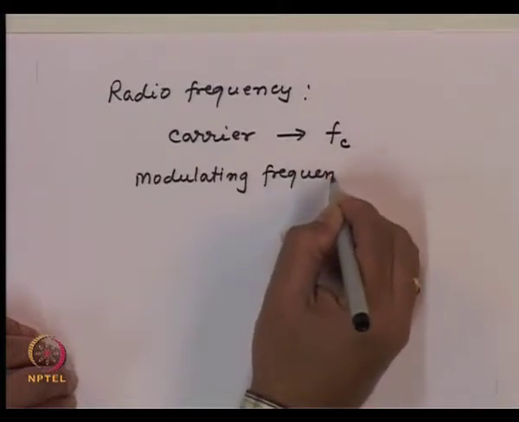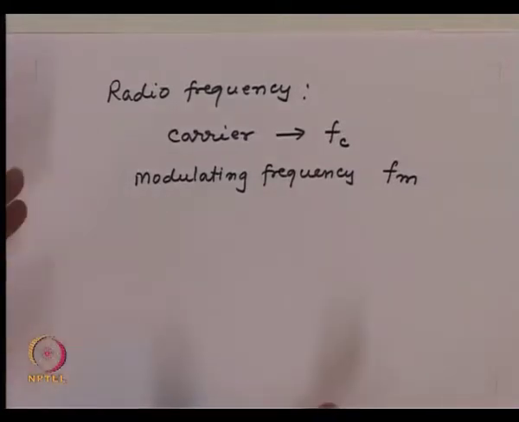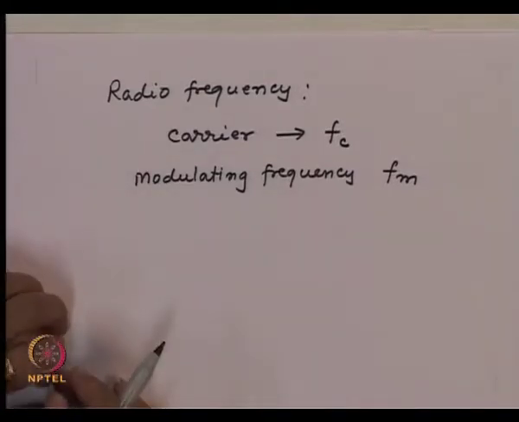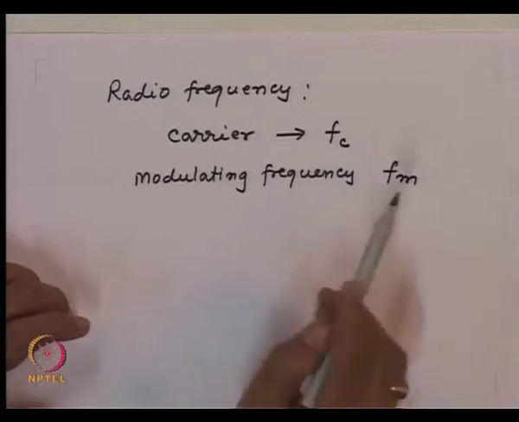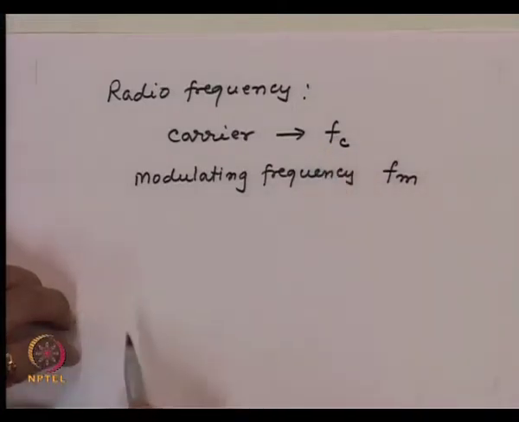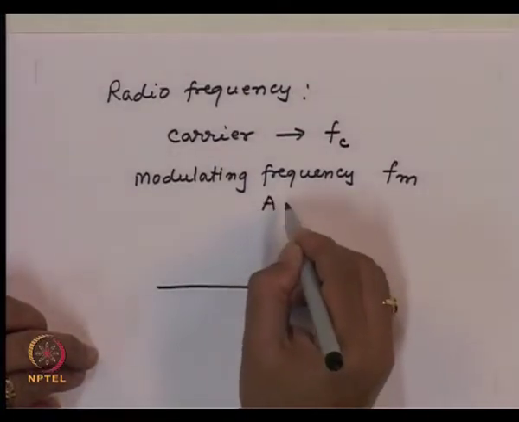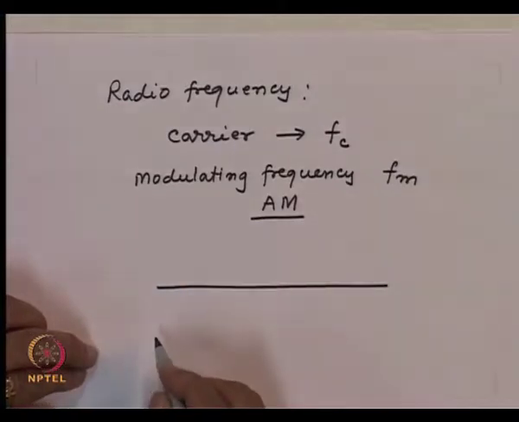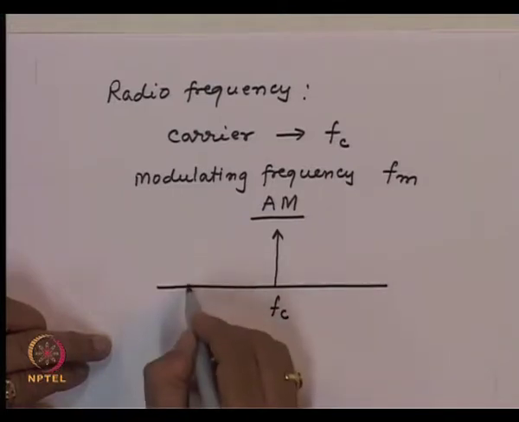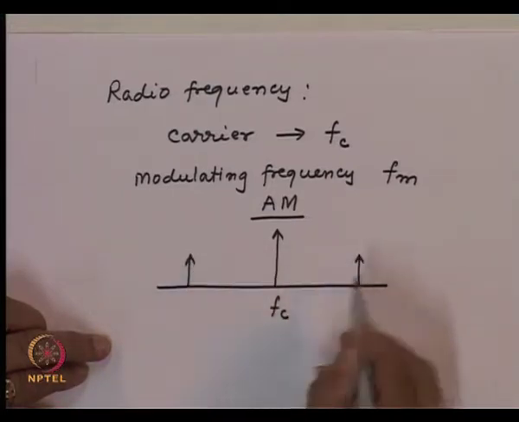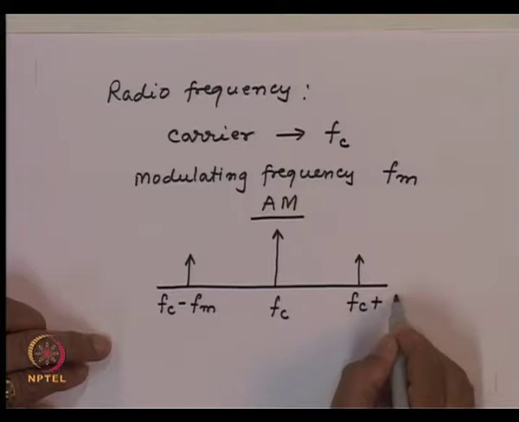and if I have a modulating signal frequency, let us say fm, and let us say if I do the simple amplitude modulation of this, we get frequencies which are fc plus fm, fc minus fm, and the carrier frequency fc. So, if I look at the spectrum of a signal which is an AM signal, we get a carrier frequency which is fc, we get what are called the side bands which is fc minus fm, and we get fc plus fm.